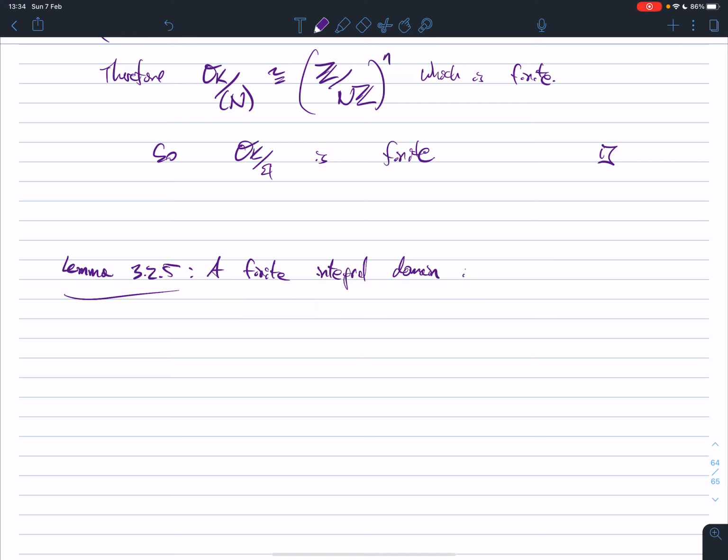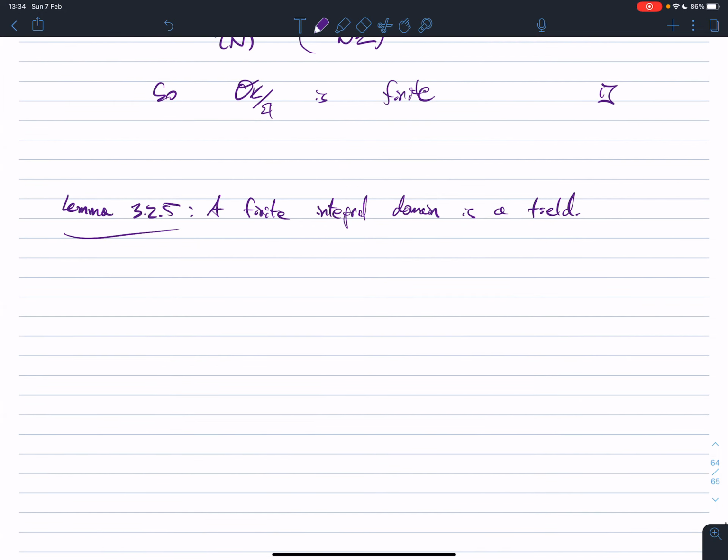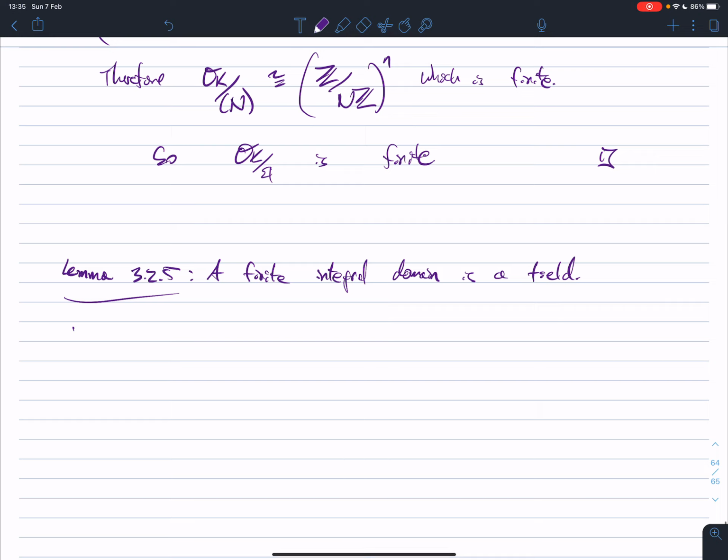A finite integral domain is a field. So if you have any integral domain which is finite, it has to be a field. Obviously, an integral domain on its own doesn't have to be a field. But the proof, you can just see the notes. The proof isn't there.